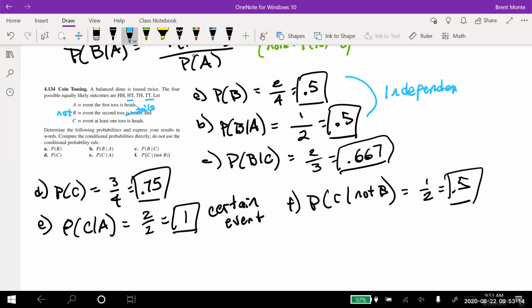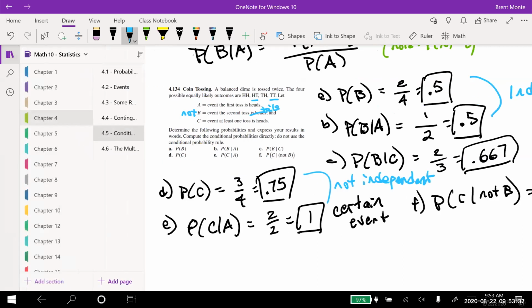And again, you may be saying, what in the world are you talking about? Well, we'll see it more formally in the next section. Over here, I have different information. The probability of C happening is 0.75. But if I know A happened, that changes the probability of C to 1. Since it changed the probability, these are not independent. And so that's just kind of a little teaser for the next section, which we're going to go to right now.